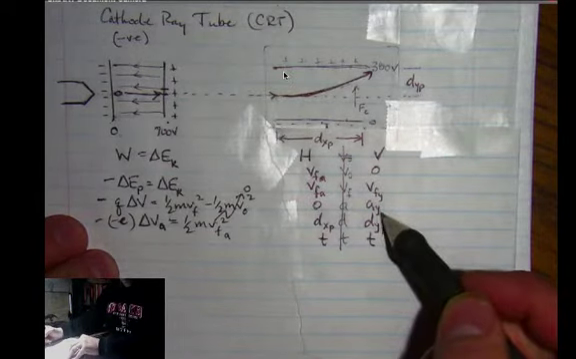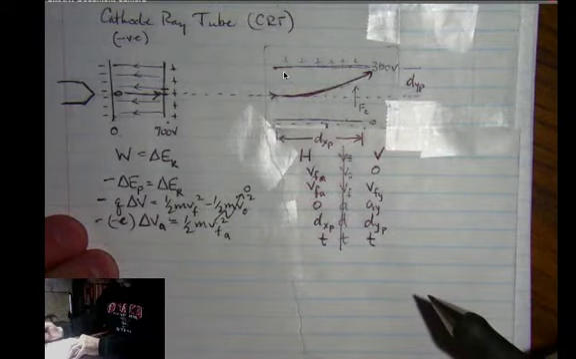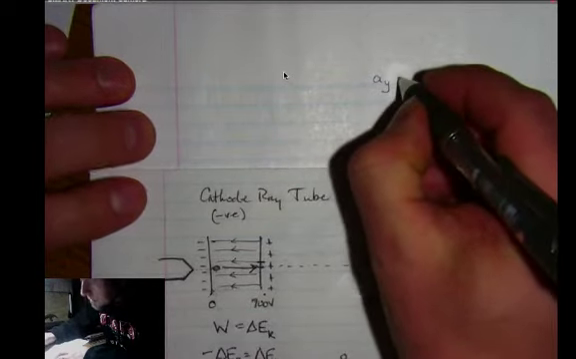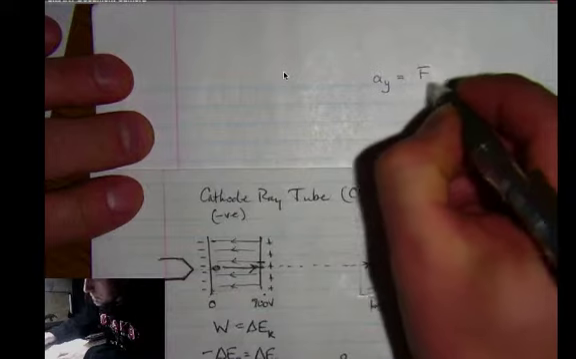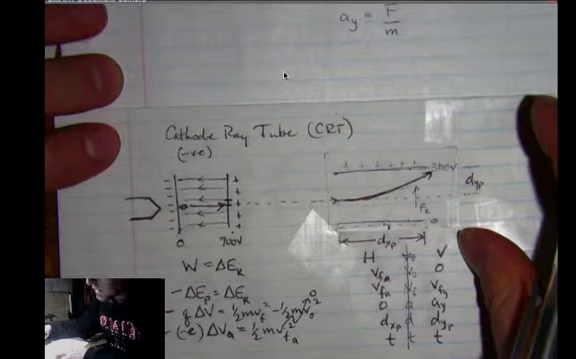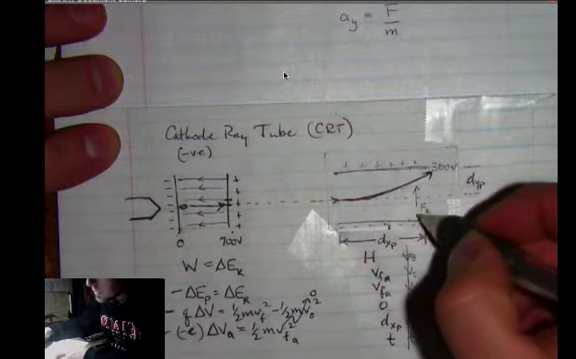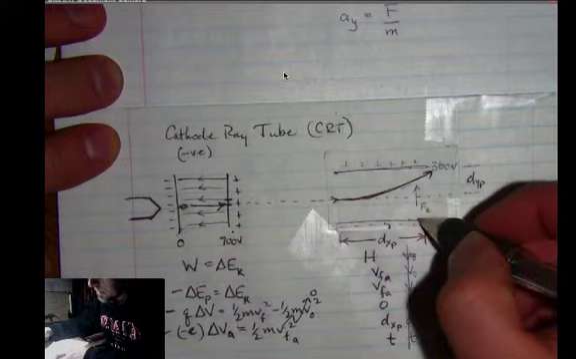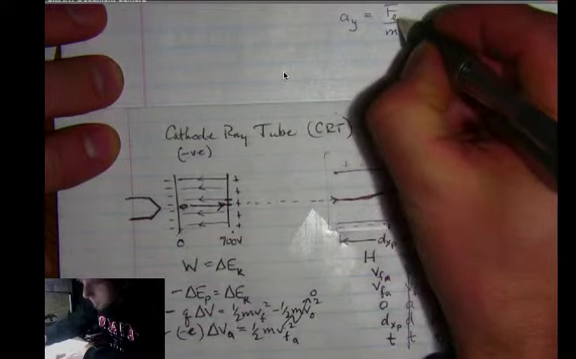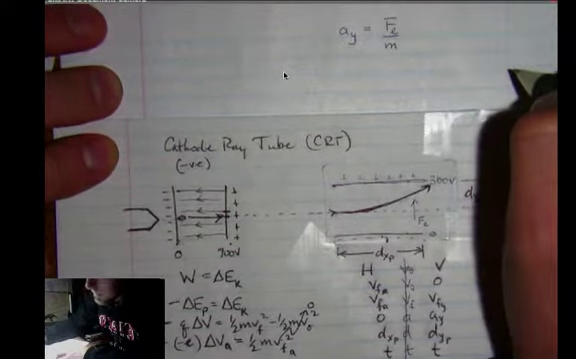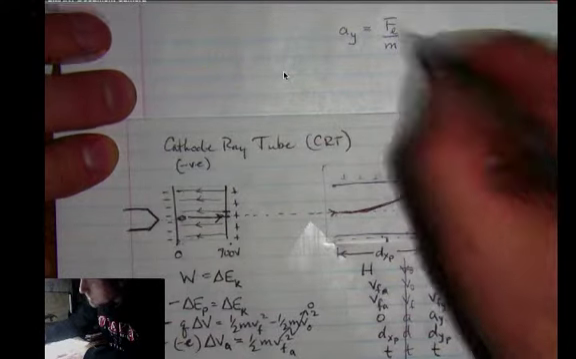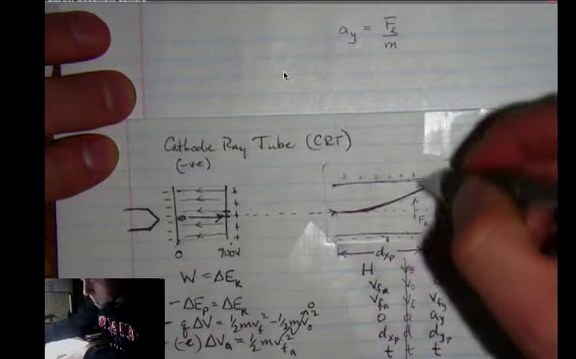I'm going to begin with the acceleration, y. The acceleration is equal to force divided by the mass. There's only one force acting on the electron as it passes between these two plates, and it is due to that potential difference there. So this is an electric force. That electric force is dependent on the field between those two plates.